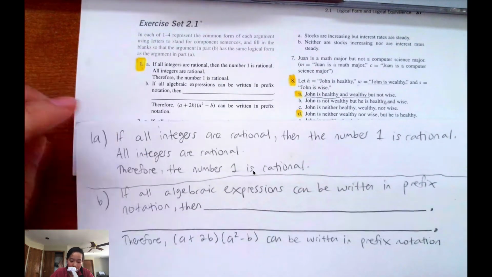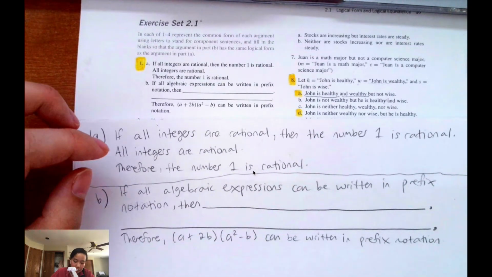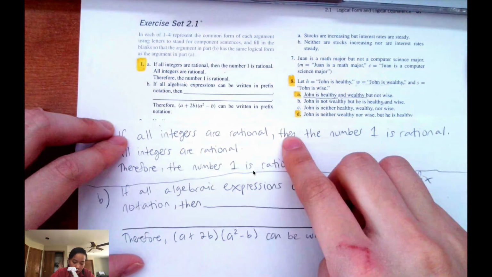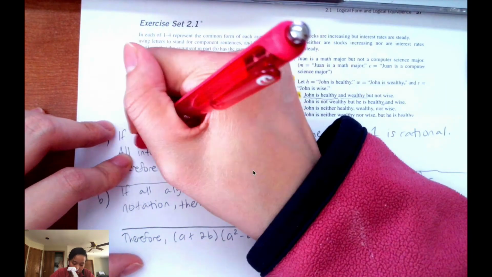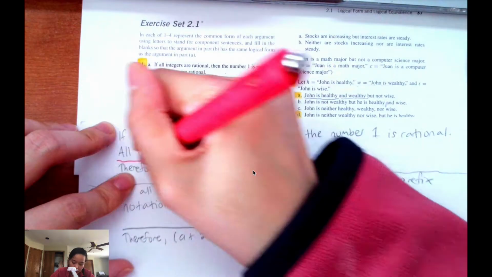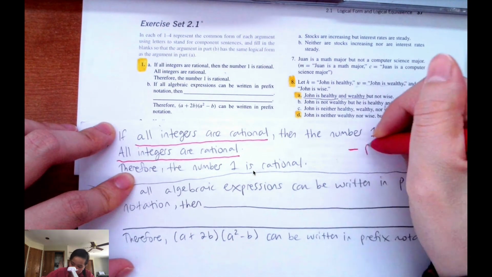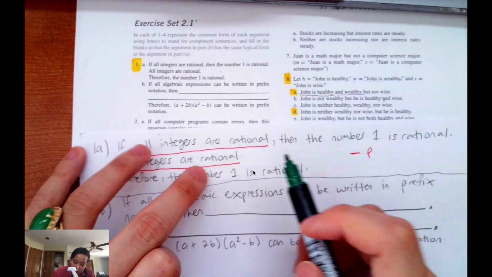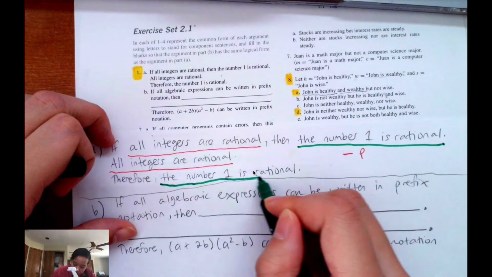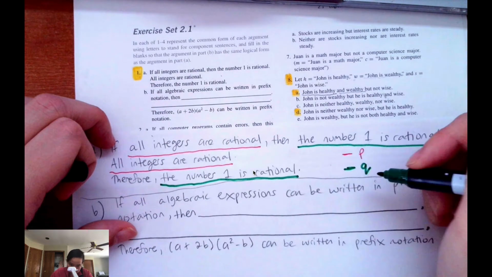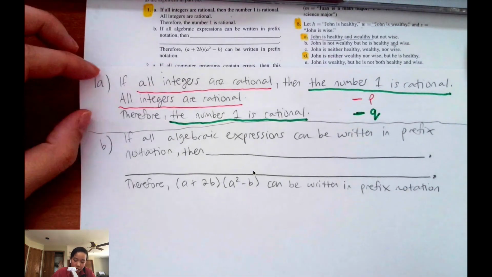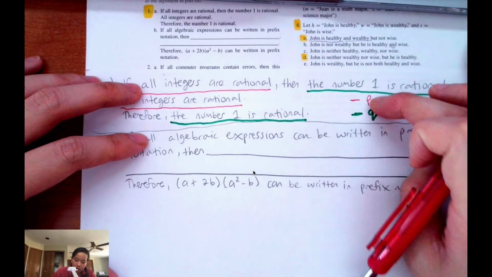So let's break down the form of A. As you can see, there's an if-then statement right here. And the first part of the if-then statement says, if all integers are rational. So all integers are rational is the first part. And that is the exact same thing as this sentence right here. And we're going to call this P. The second part of the if-then statement says the number 1 is rational. And that is the same thing as this sentence right here. I'm going to call this Q. So if we wrote down the form of part A using only the symbols P and Q, this is what it will look like.